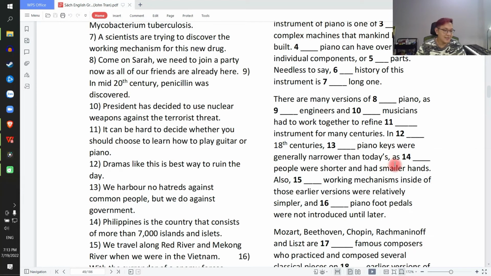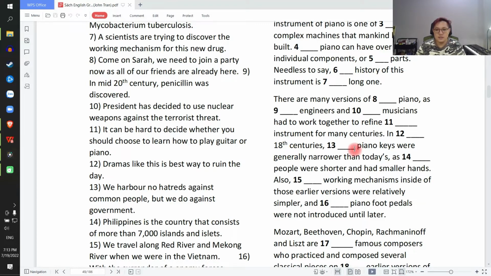Number 12: in the 18th century. Of course, there's only one 18th century, so use the here. There is only one 18th century, so we must use the 18th century.